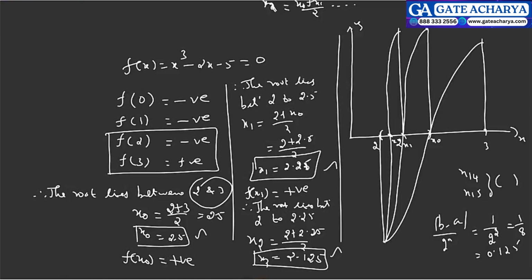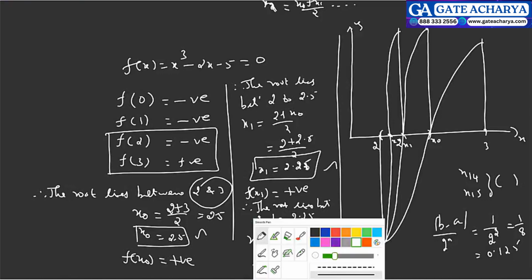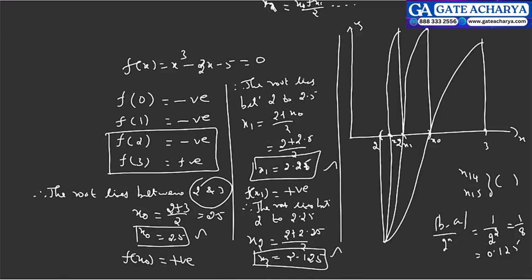Next one, you try this problem: find the root of x cube minus 3x. Instead of 2x, we write 3x. Find the root of x cube minus 3x minus 5 equals 0 using the bisection method in 3 stages. That means x0, x1, x2. So you try this.